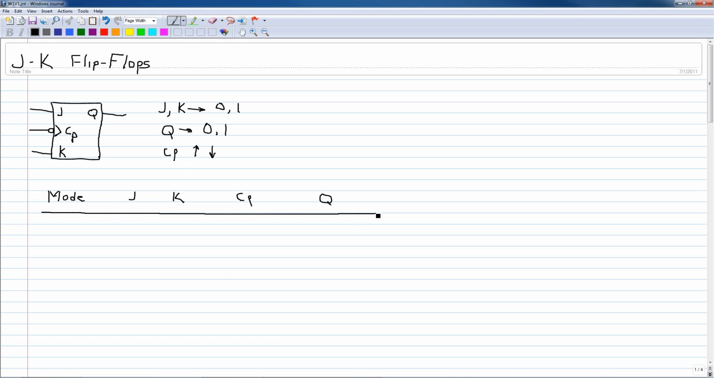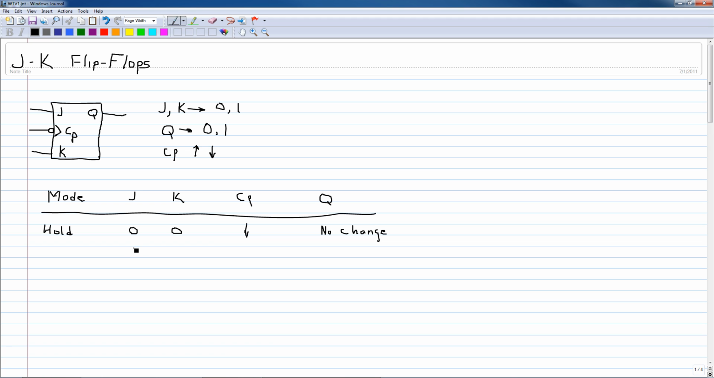Alright, so now let's work on the different modes. We'll start off with the mode that exists when both J and K are 0. This is called the hold mode. And when we get an active transition of the clock, and we'll use a negative transition here, then that means that the output Q makes no change. And what that means is that if it was already a 0, it remains a 0. If it's already a 1, it remains a 1.